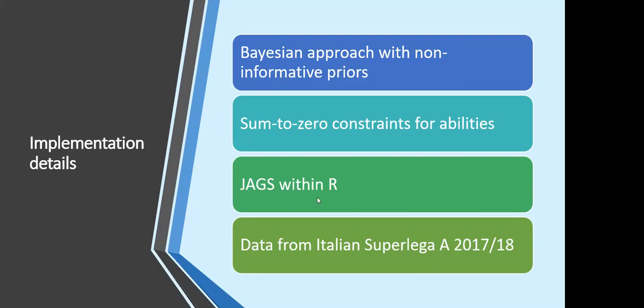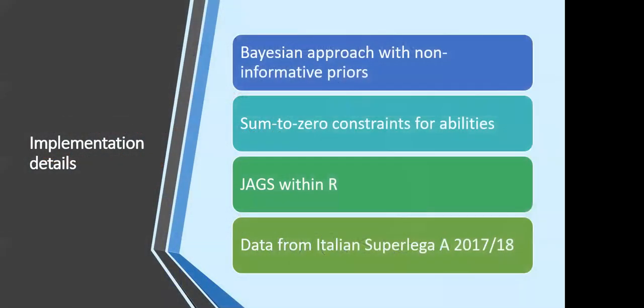And then we have used JAGS within R in order to implement the MCMC and take the estimates. And we implemented all this analysis on Italian data of the season 2017-2018 from the Italian Superlega.